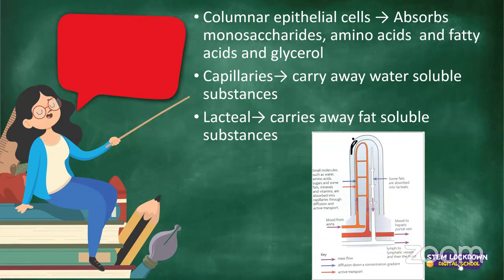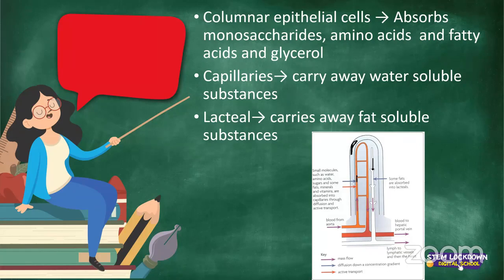Okay. And then we have the capillaries, which carry away water-soluble substances. This means that it is the nutrients that can dissolve in water. So these are nutrients like your vitamin B, your vitamin C, your salts, and certain monosaccharides, okay? They are taken into your bloodstream, right? And then the lacteal, which is this one here, carries away fat-soluble substances. So your vitamins A, D, E, and K are absorbed into your lacteal, right?